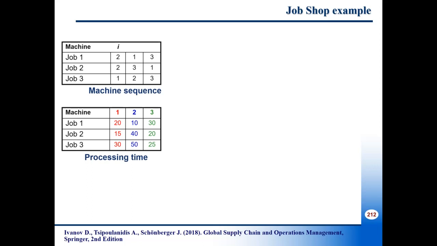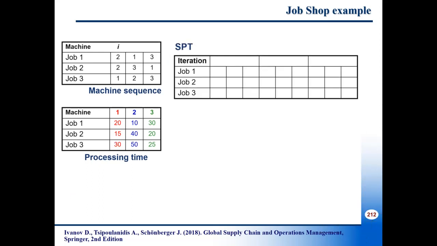machine number 1. Job number 3 firstly needs to be processed by machine number 1, and then 2, and finally 3. For each sequence, each job has different processing times. For instance, for the first sequence, job number 1 needs 20 minutes, or 20 hours depending on the time unit. For the second, job number 1 takes 10 minutes, and for the third or last sequence, job number 1 takes 30 minutes, and likewise for job number 2 and job number 3.